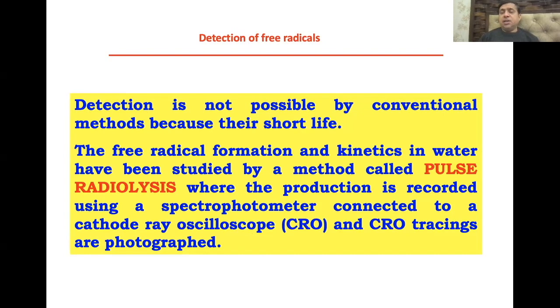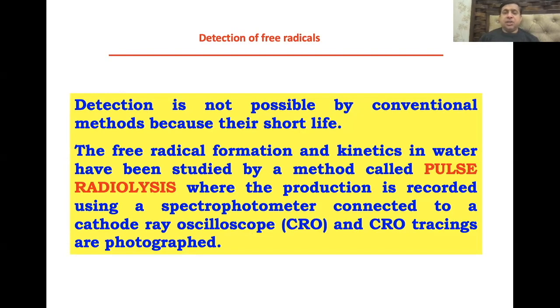So we require a more sophisticated and sensitive technique for the qualitative and quantitative detection of these critical species, which is called pulse radiolysis. Here the product formation is recorded using a spectrophotometer which is connected to a cathode ray oscilloscope, and this cathode ray oscilloscope traces and photographs the free radicals which form during the interaction of radiation with the matter or in the medium.